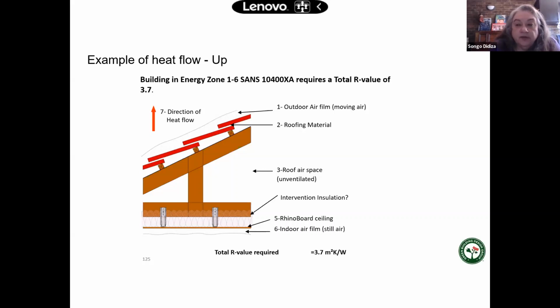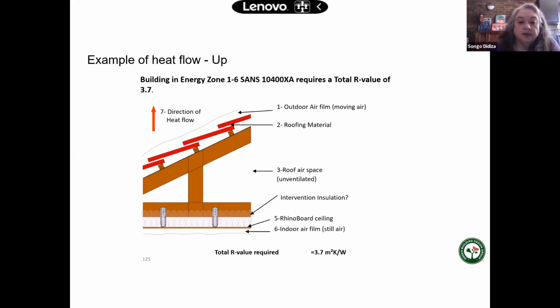But when you look at 10400XA, you'll see it's a typical roof construction, and it'll say what the roof construction is and what the intervention of the insulation, the R value of the insulation that's needed. So understand that inside the 10400XA, these indoor and outdoor air films are included. Okay, but be that as it may.